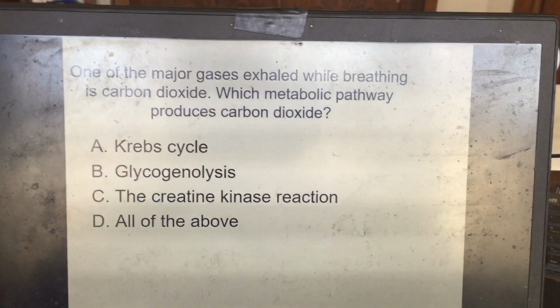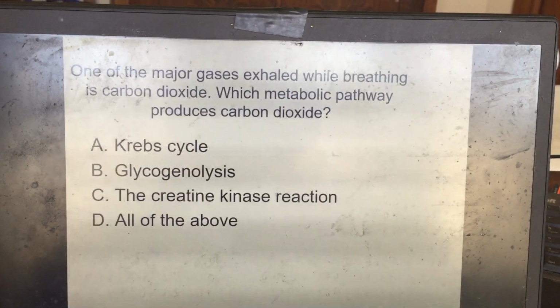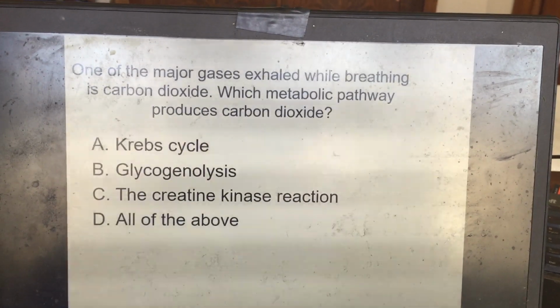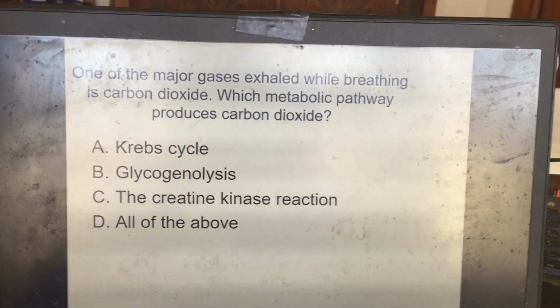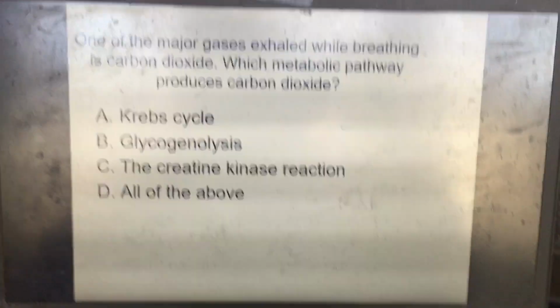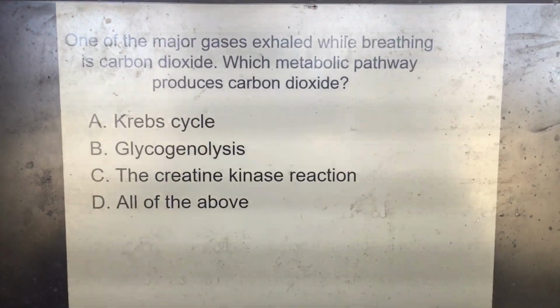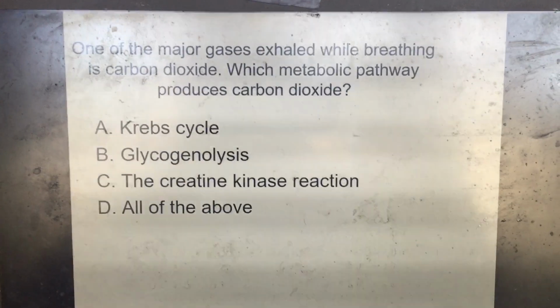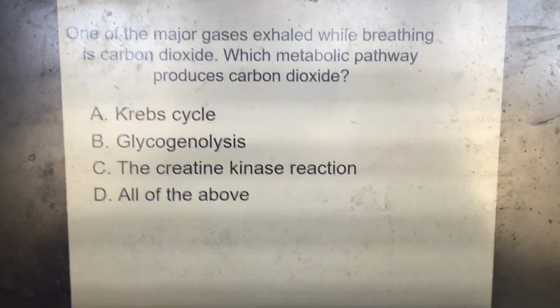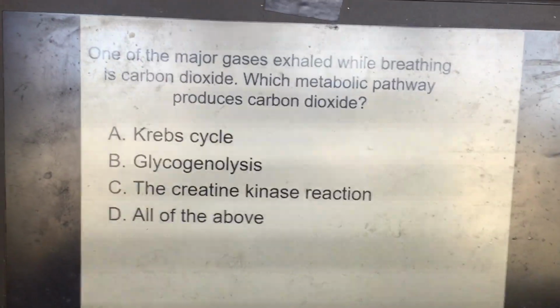One of the major gases exhaled while breathing is carbon dioxide. So we exhale carbon dioxide at rest, and the amount of carbon dioxide that you exhale will increase if you're exercising. Question here is which metabolic pathway produces carbon dioxide? So the correct answer here is the Krebs cycle.